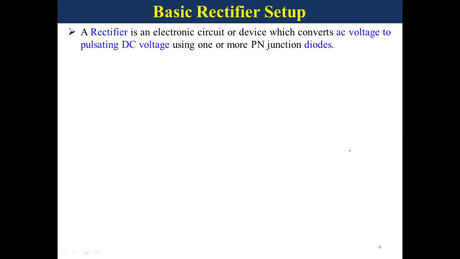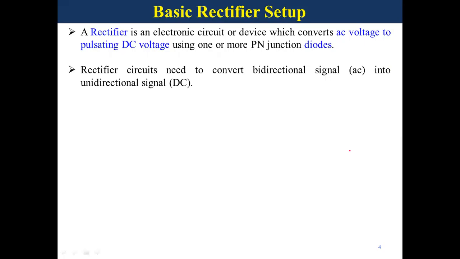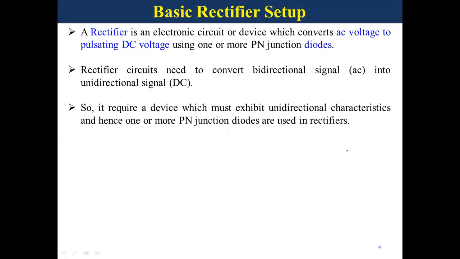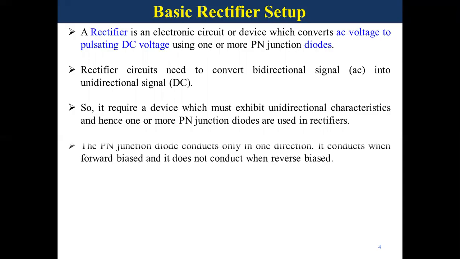I already defined a rectifier as an electronic circuit which can convert AC voltage to pulsating DC by using one or more PN junction diodes. Why is a diode used in a rectifier circuit? A rectifier needs to convert a bidirectional signal, AC, into a unidirectional signal, DC. So it needs a device which must exhibit unidirectional characteristics. That's why a diode can be used in a rectifier circuit.